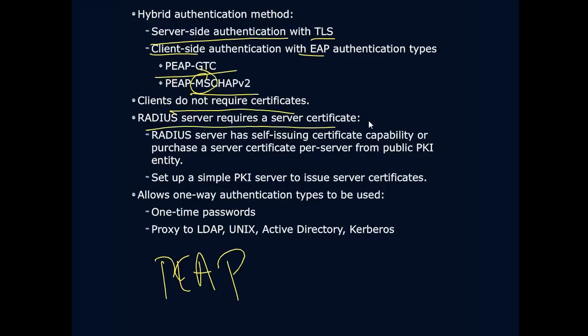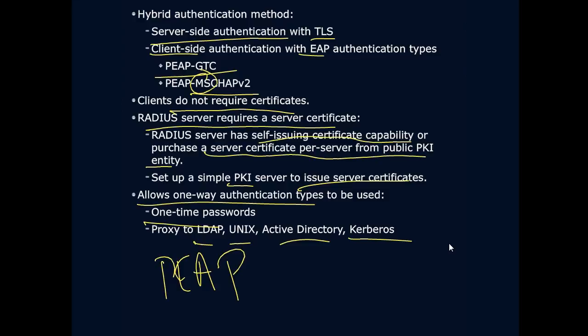RADIUS servers are required for server certificate. Okay. And this can be a self-issued certificate, just like we said, or we can purchase a server certificate per server from a public key infrastructure entity. So a certificate authority out there, VeriSign or whoever it is you use. And then we can set up a simple public key infrastructure server to issue server certificates if we want to. Now this allows one-way authentication types to be used. We can set these up. We can also set up one-time passwords, and by proxy we can connect to LDAP, Linux, Active Directory, and use Kerberos. Now LDAP and Active Directory both use Kerberos, so we can use some of those technologies.